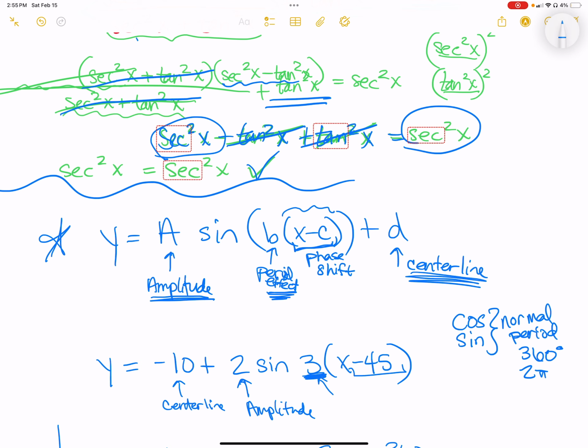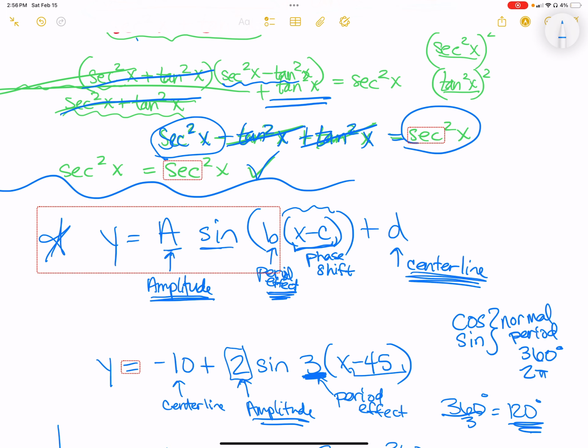Here's my example. The first example in that section is y equals negative 10 plus 2 sine of 3 times x minus 45. The coefficient of sine is your amplitude, so this here is your amplitude. This is how the period is affected. You take your normal period, 360 degrees, and divide by this coefficient. So your new period is 120 degrees. Basically one full cycle is going to happen in 120 degrees instead of 360 degrees.